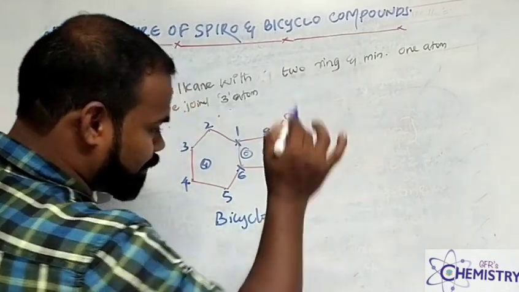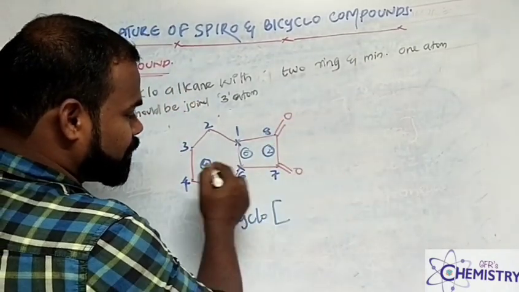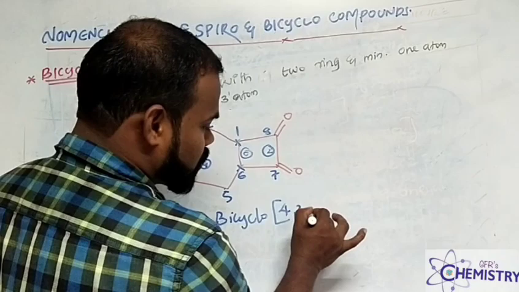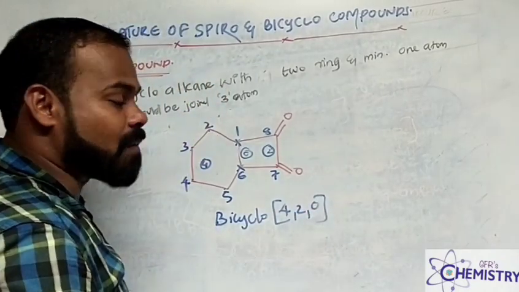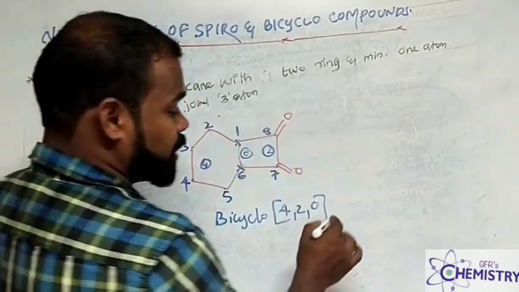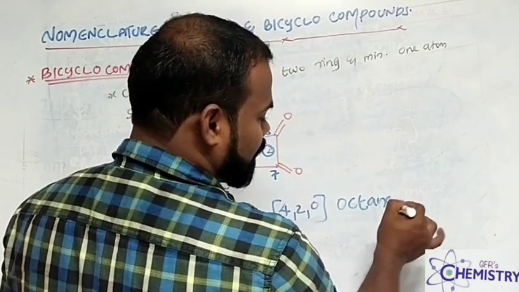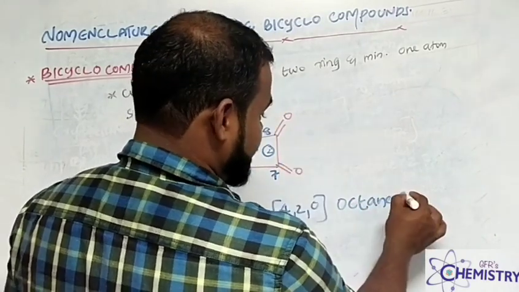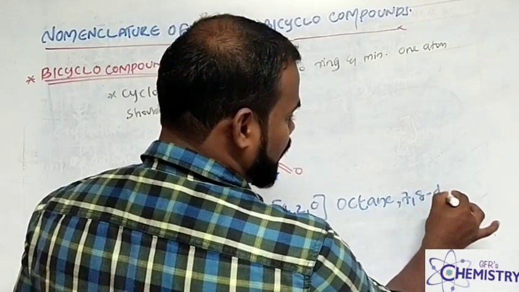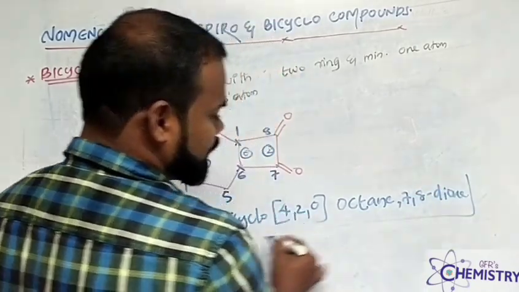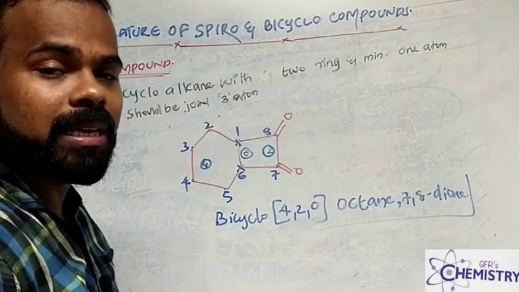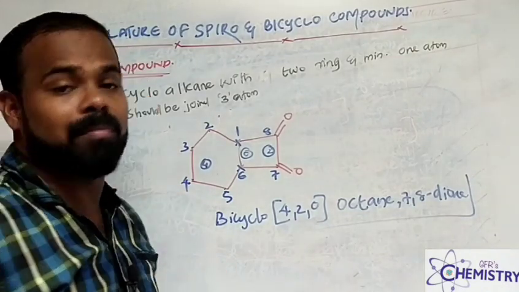Then naming: bicyclo, then in brackets the biggest, 4, 4, 2, 0, over. The total number of carbon is 8, therefore octane. Then otherwise oct-7,8-dione. This is the bicyclo compounds.